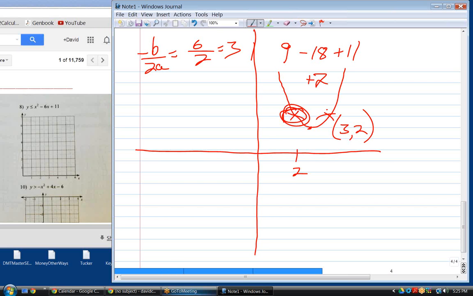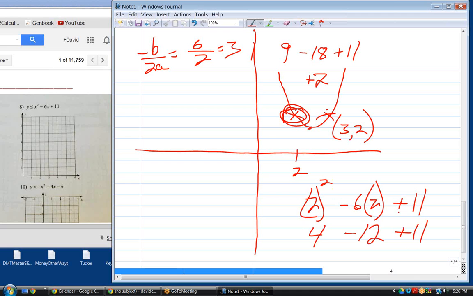Let me tell you the best way you should do these. If you have a pencil and paper in front of you, this is what you want to do, and then solve each one. You can't make a mistake that way. That's 4 minus 12 plus 11. Well, so that's minus 8 plus 11 equals 3. So it did turn out to be 2 comma 3.